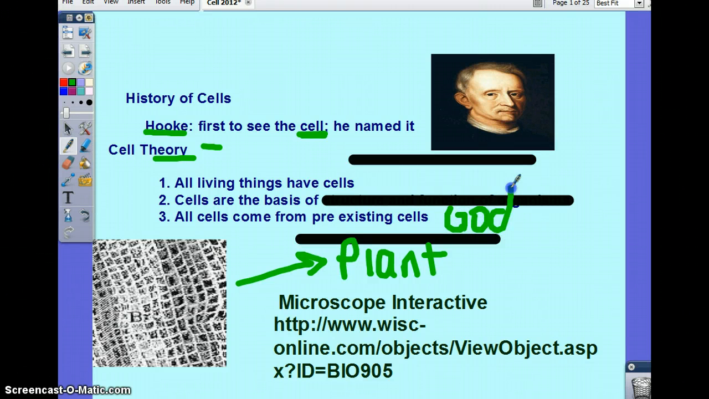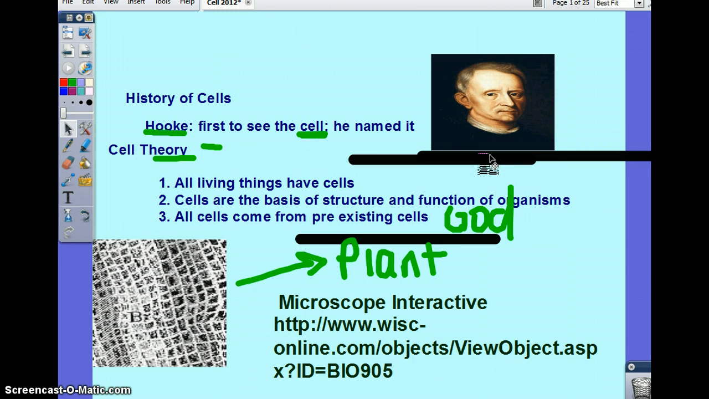See why it can't be a law? Where did the first cell come from if all cells come from pre-existing cells? We know that a cell cannot develop without reproduction, but we don't know where the first cell came from, so we really can't 100% prove this theory. What's the last one? Cells are the basis of all living things. Good. They're the basic structure and function of all organisms.